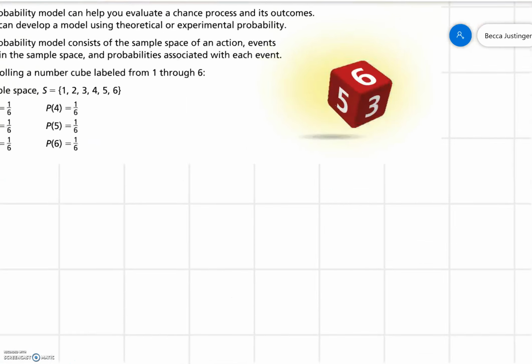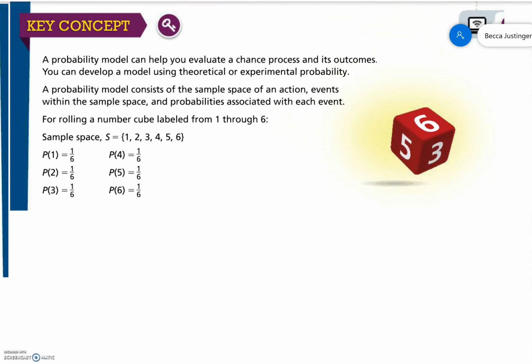Key concept. A probability model can help you evaluate a chance process and its outcomes. You can develop a model using theoretical or experimental probability. A probability model consists of the sample space of an action, events within the sample space, and probabilities associated with each event. For rolling a number cube labeled from 1 through 6, our sample space is 1, 2, 3, 4, 5, and 6, because those are all of our possible outcomes. And the probability of rolling each one is 1/6.